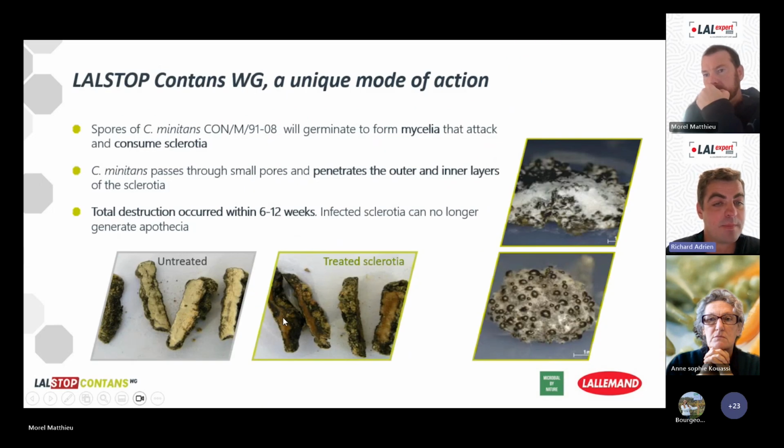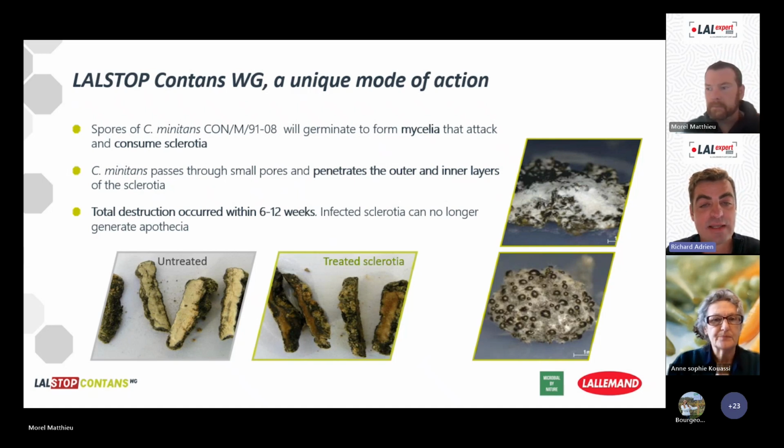On this slide, the fungus Coniothyrium minitans consumes sclerotia. Let's focus on the images here. On the left side, you can see untreated sclerotia. You can notice their intact structure. They have a yellow color, and so they have the potential to still germinate in the soil before contaminating the crop. In contrast, on the right side, you can see sclerotia treated with LALSTOP Contans.